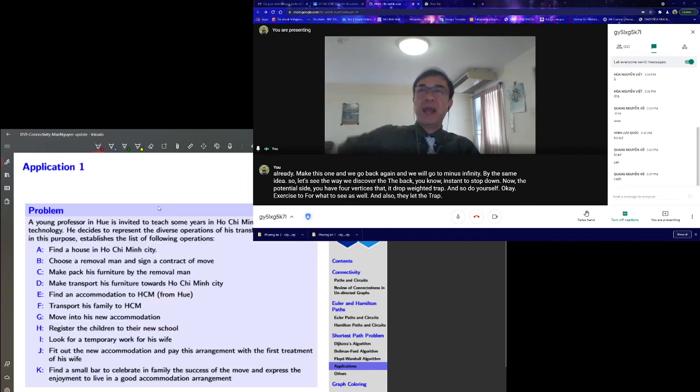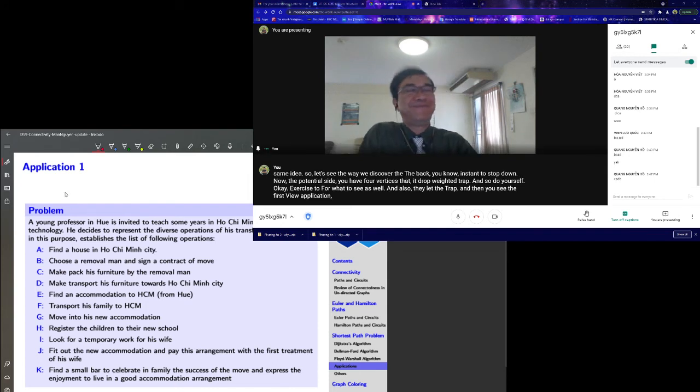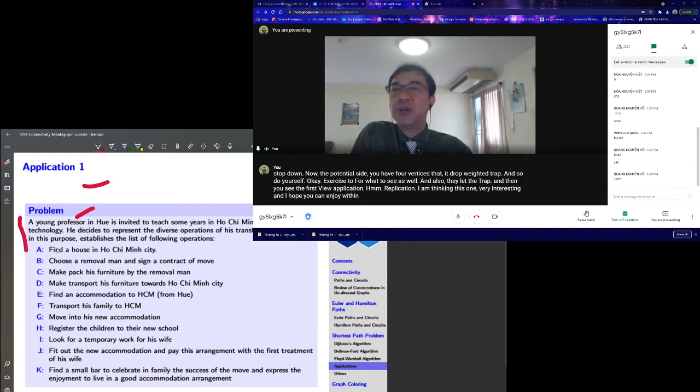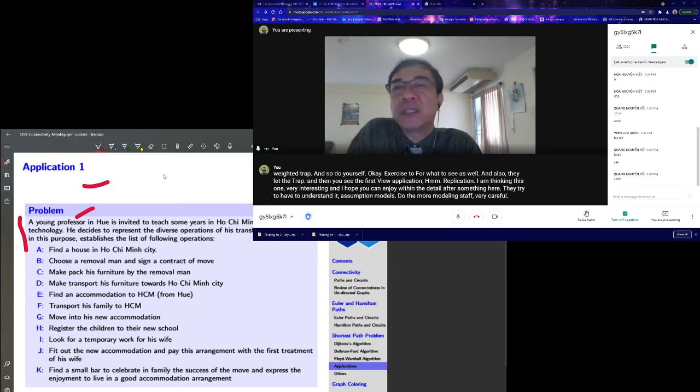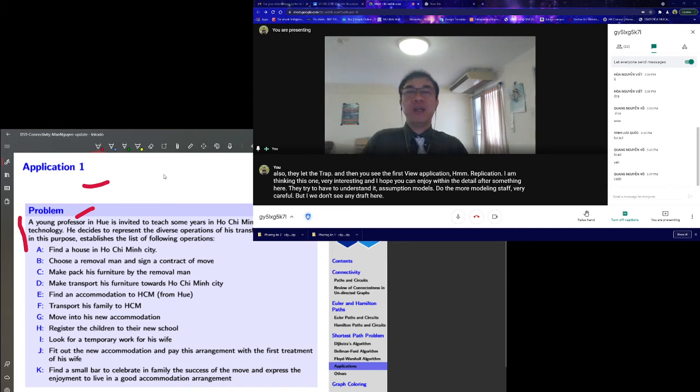And then this is the first real application. I think this one is very interesting, and I hope you can enjoy reading the details of the assumption here. After understanding the assumption models, do the modeling step very carefully, because we don't see any graph here. But actually, this will give you a very large graph.